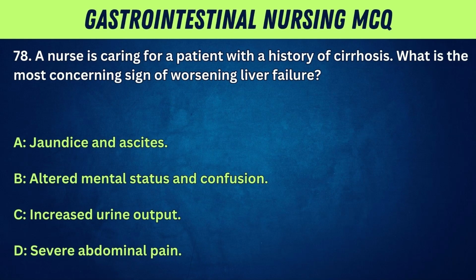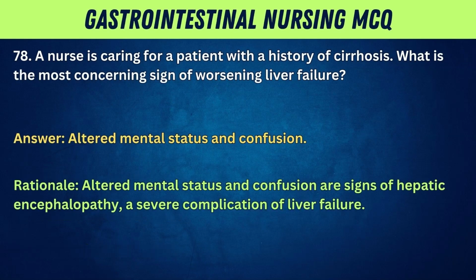B. Altered mental status and confusion. C. Increased urine output. D. Severe abdominal pain. Answer: Altered mental status and confusion. Rationale: Altered mental status and confusion are signs of hepatic encephalopathy, a severe complication of liver failure.